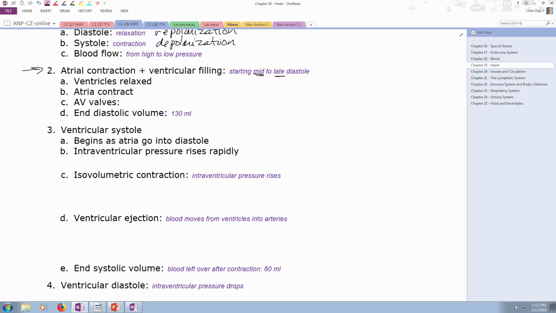So atrial contraction and ventricular filling, mid to late diastole, that's a ventricular event. So the ventricles are relaxed. They are allowing blood to flow into them, but here in mid to late diastole, because you would think that you would get blood in before this time, and you do, in mid to late, we get atrial contraction to occur.